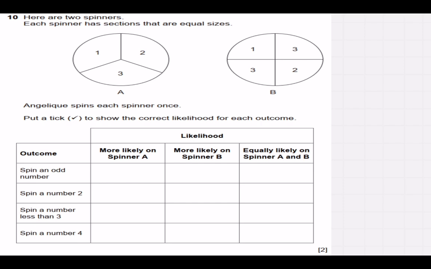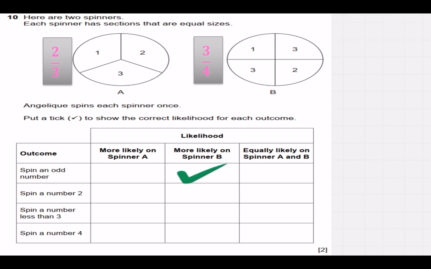Spin an odd number from each spinner. An odd number from spinner 1 will be how many odd numbers? From spinner A, I have 2 over 3. And in spinner B, I have how many odd numbers? 3 over 4. So is it more likely to be in spinner A or spinner B? Spinner B.